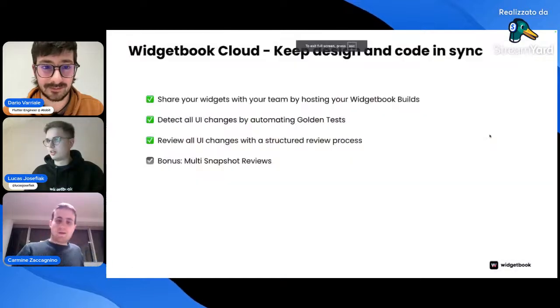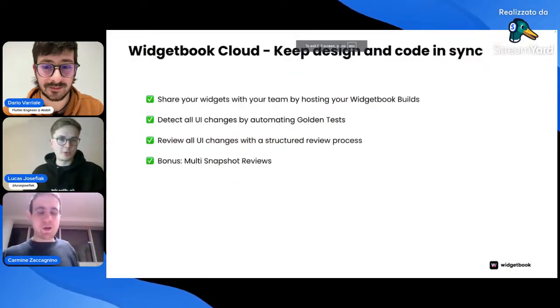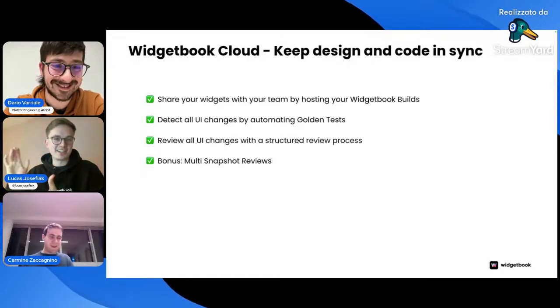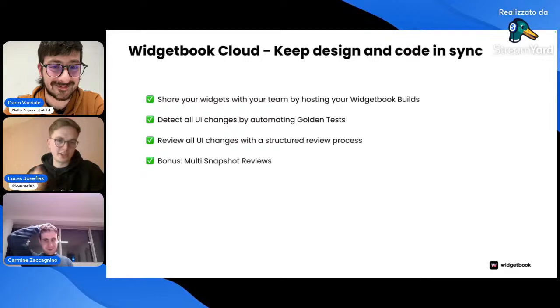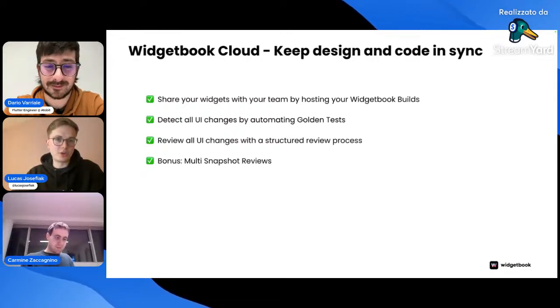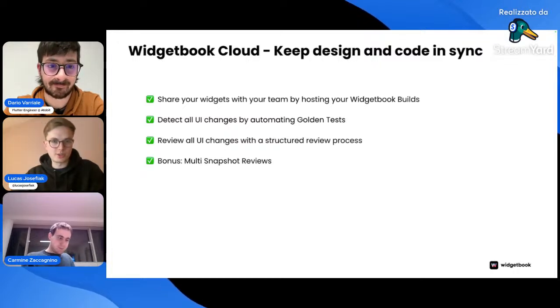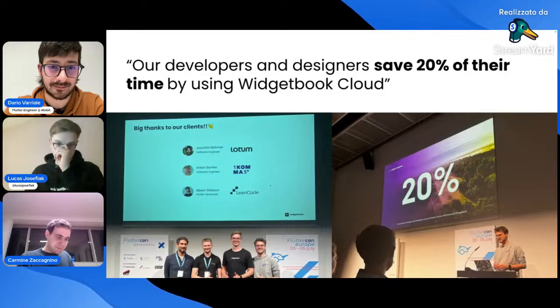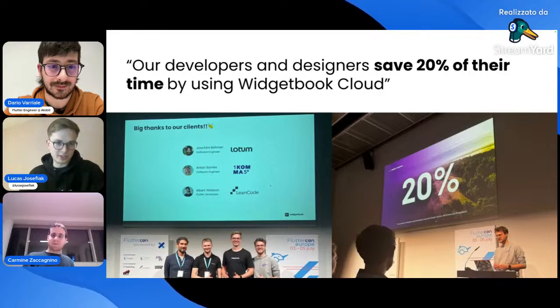Yep. And with that, while you wrap it up, maybe later we'll have questions. Yeah, so basically, what we learned with Widgetbook Cloud is how you can share your widgets with your entire team by using Widgetbook builds. You can then detect all the UI changes by automating your golden tests or your visual UI regression tests with Widgetbook. And you can then easily review all of your changes with a structured review process. And as a bonus, I showed you how you can use multi-snapshot reviews, so how you can also automatically test your different add-ons.